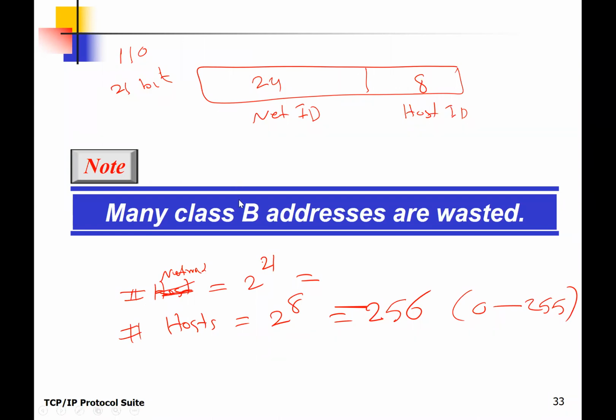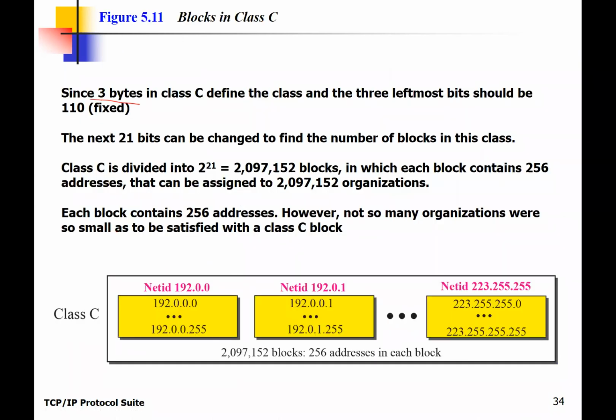Let's see if what we explained is correct. So remember, for the network ID, we use the first 3 bytes. And the first 3 bits always have to be 110. So how many bits are left for us to define the networks? 21 bits. And how many networks will we have? Around 2 million networks. So now we divide the IP address range into more networks, okay? However, how many hosts for each network? Okay, 256, correct?